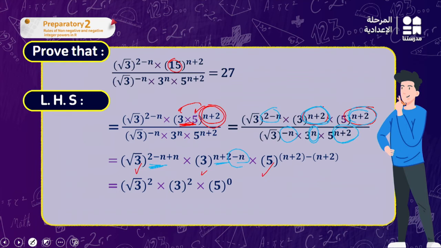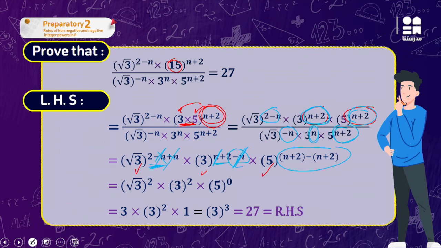Where did it come from? Negative n with positive n cancel each other, so it's root 3 power 2. Here n minus n, they cancel each other, so it's 3 power 2. And here n plus 2 minus n plus 2, this is 0, so 5 power 0. So it will be 3 multiply 3 power 2 multiply 1, this is equal to 27, and this is the right hand side.